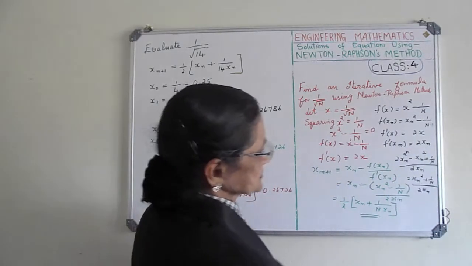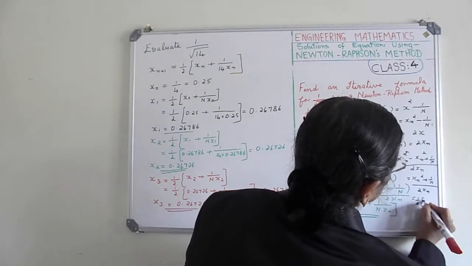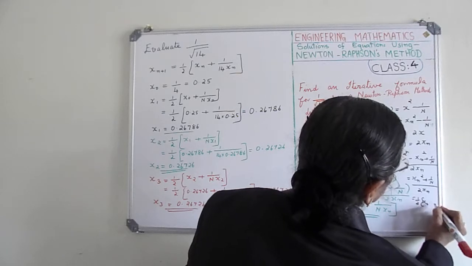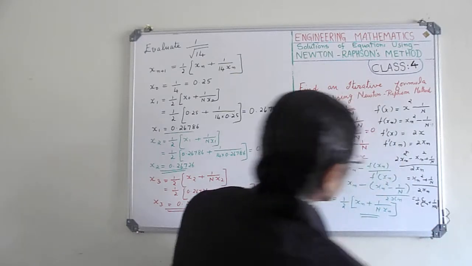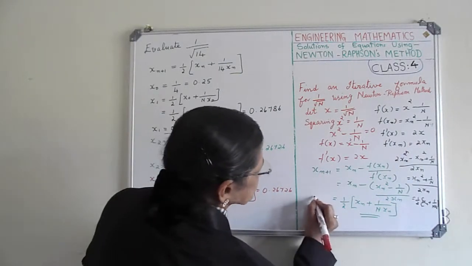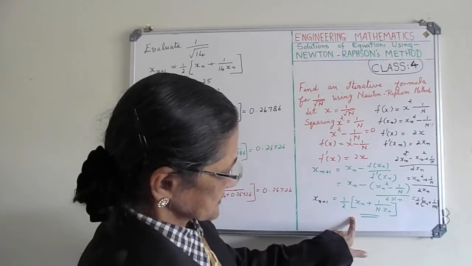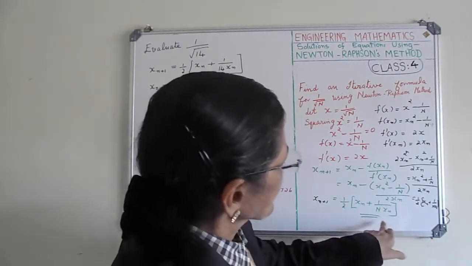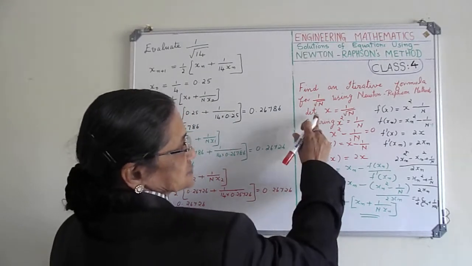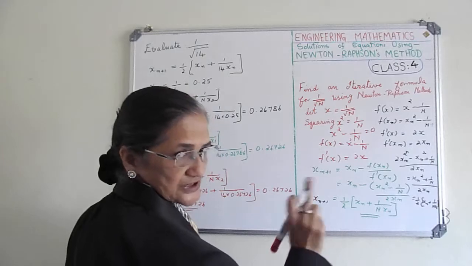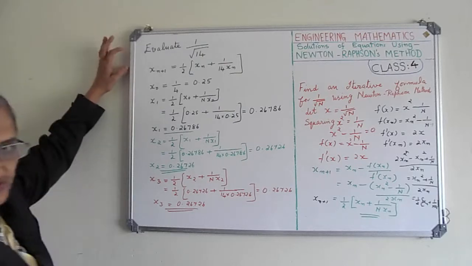Okay. Now from this equation, we can take half outside. That is equal to half times (xn square upon xn, which is xn, plus 1 upon n times xn). Okay. That is our x(n+1). See the simplification: x(n+1) is equal to half times (xn plus 1 upon n times xn). This is the iterative formula to find 1 by root n, where n is a positive number.